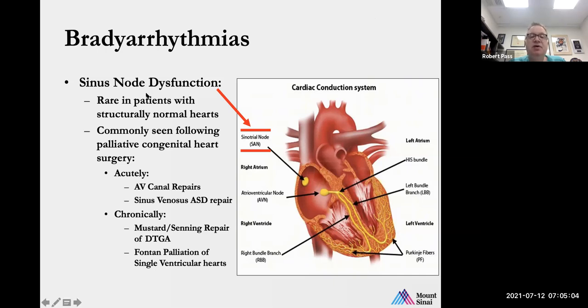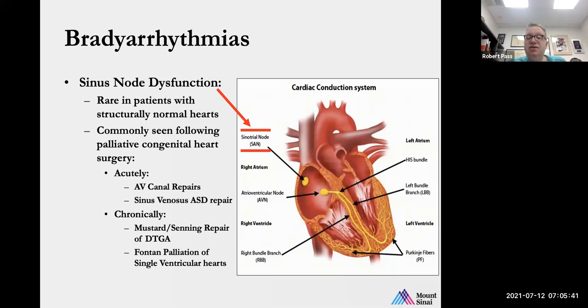So when we think about bradycardias, the sinus node's function is obviously the most common problem. Sometimes people call this exit block, but really what they mean is that the sinus node is not functioning properly. This is a condition that is very rare to be seen in people with structurally normal hearts, except in very old patients who may have had ischemic events. But it's commonly seen in palliated congenital heart disease. In the acute phase, after AV canal repair, for reasons nobody seems to understand, we do see a lot of sinus node dysfunction, at least transiently.